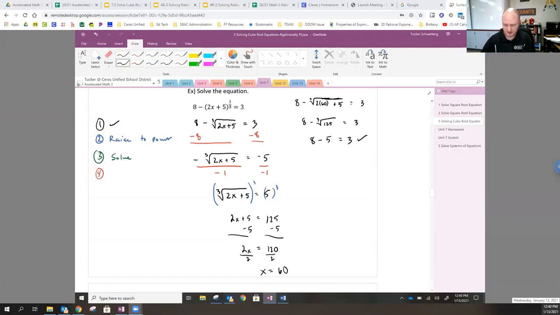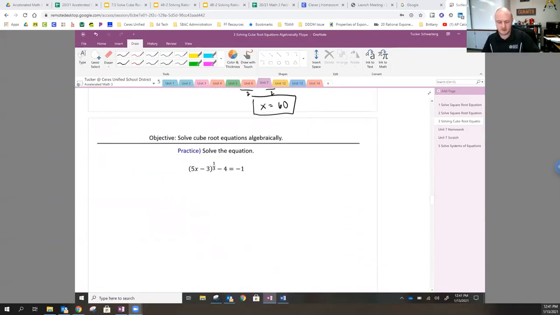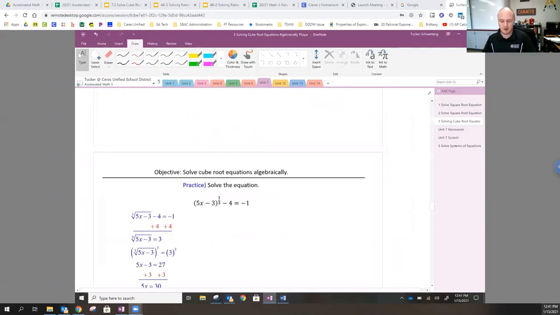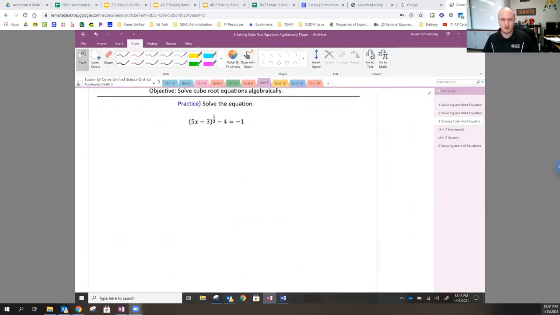Okay, so 60 is our answer. Not too complicated. And again, if you've mastered solving square roots, this should be simple, unless you really struggle with cubing stuff, which is a little bit tricky because we're not used to doing it as much. Again, here's another practice problem. Oh, sorry. You can go ahead and write this one down or pause the video right now and give it a go. I'm going to show the answer here in a bit.